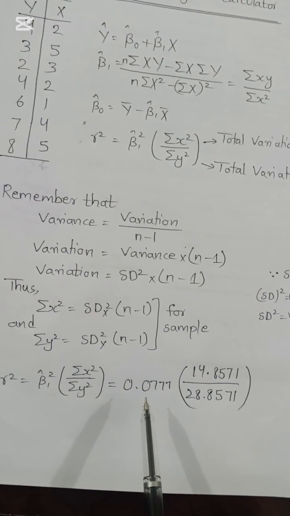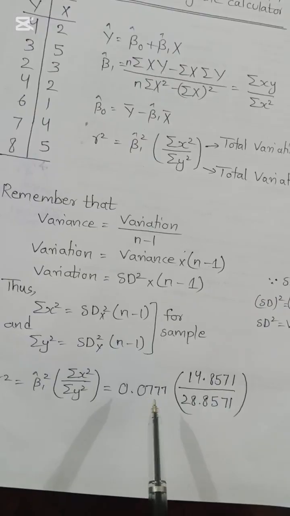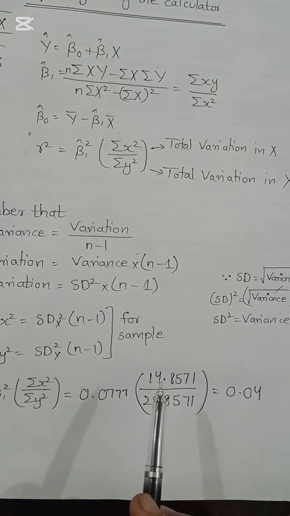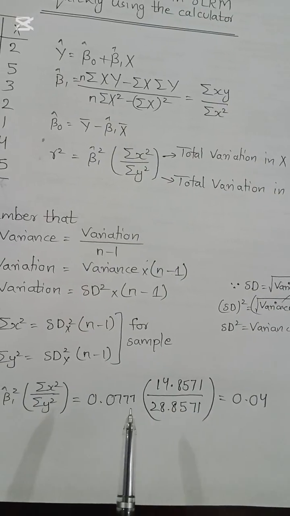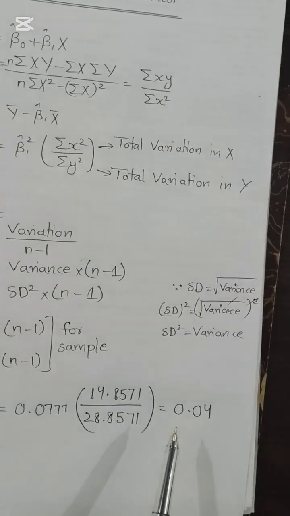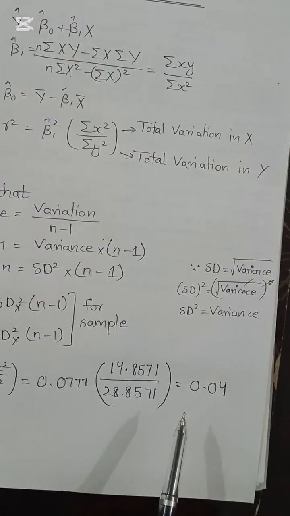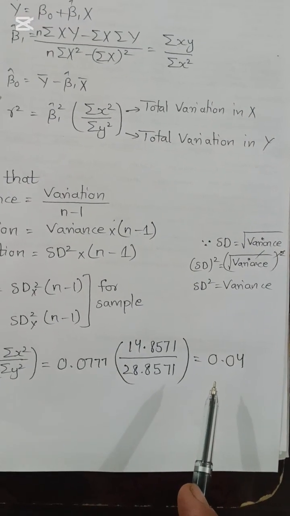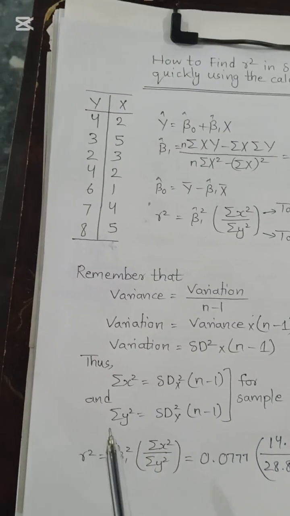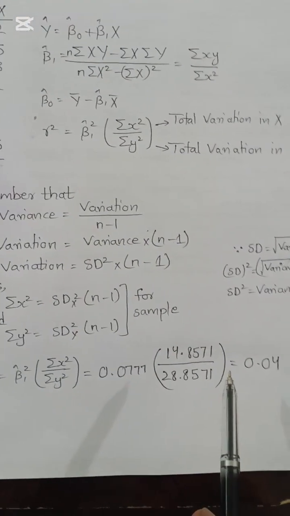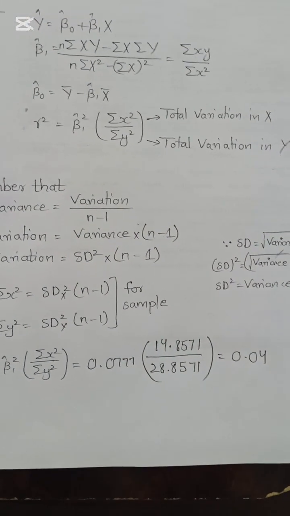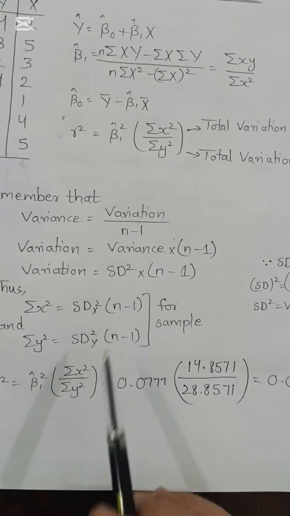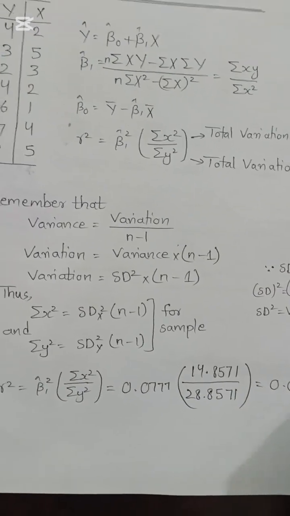Then we need to multiply by the beta 1 hat square. On dividing these variations and multiplying by the beta 1 hat square, we get the answer 0.04. This is our r square of this model. This r square shows that 4% variation in y variable is due to x, while 96% variation is unexplained. So this is the quick method to find the r square in the simple linear regression model.